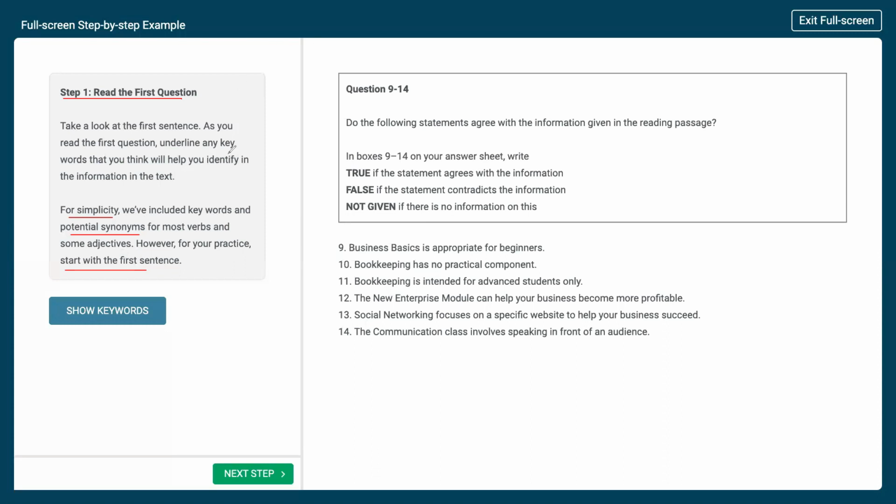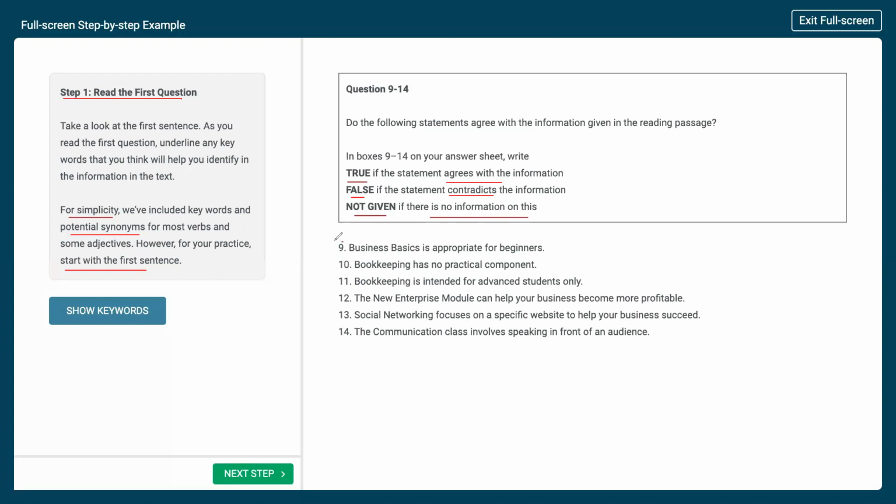All right, before we even get into this, I just want to draw your attention to the instructions. Of course, we have our true, false, and not given. You're going to write these in your answer sheet. I would suggest writing in all caps, but it's not obligatory. And remember, true is if the statement agrees with the information, false if it contradicts, and not given if there is no information on it.